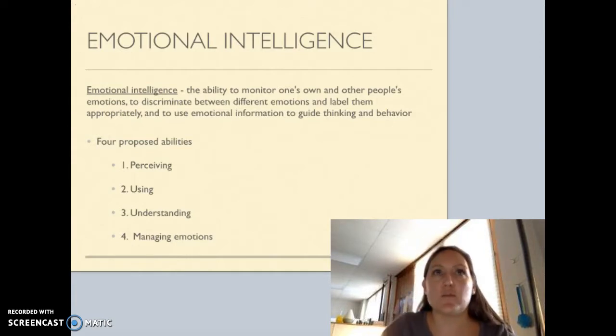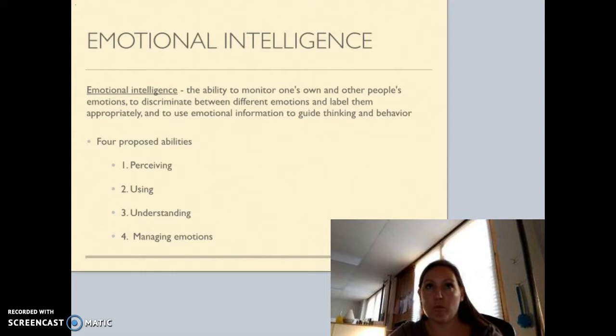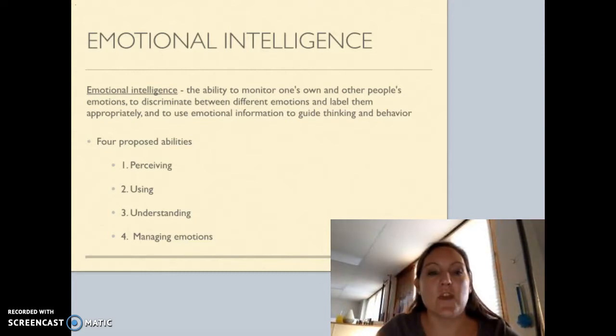This definition was later broken down and redefined into 4 proposed abilities. They are perceiving different emotions, using emotions, understanding emotions, and managing emotions.